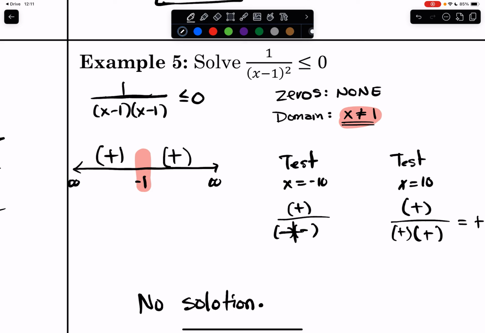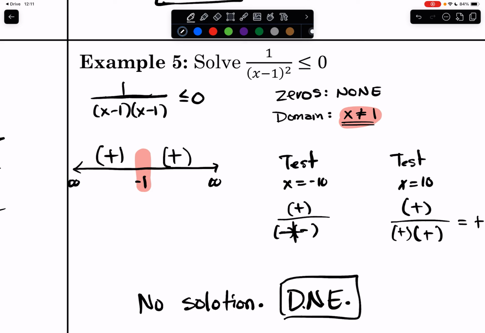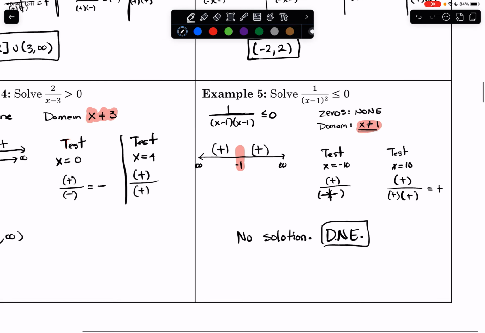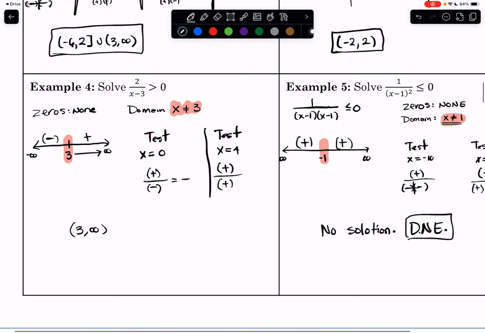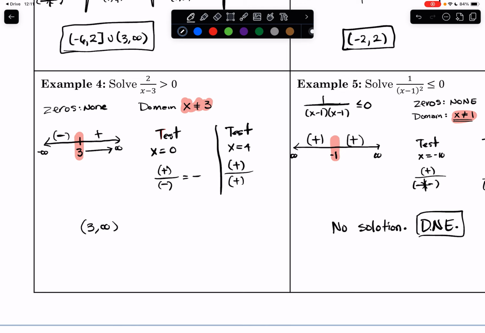Okay, or better yet, D and E. The interval does not exist. So we'll write this if we come across something like this on our assignment. Okay? Now, let's talk about this last example, example number 4, just one more time.